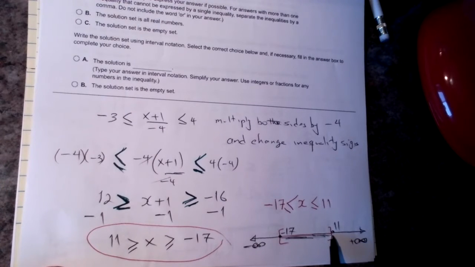And remember, 11 is greater than negative 17, right? So you put the 11 on the right and negative 17 on the left. And it is the intersection because x is bounded between these two numbers.